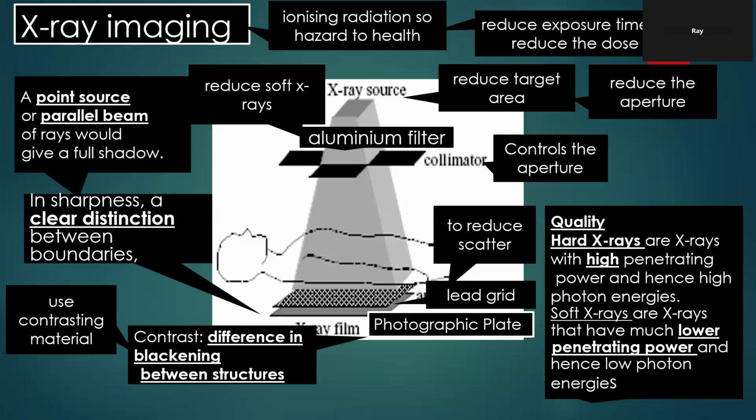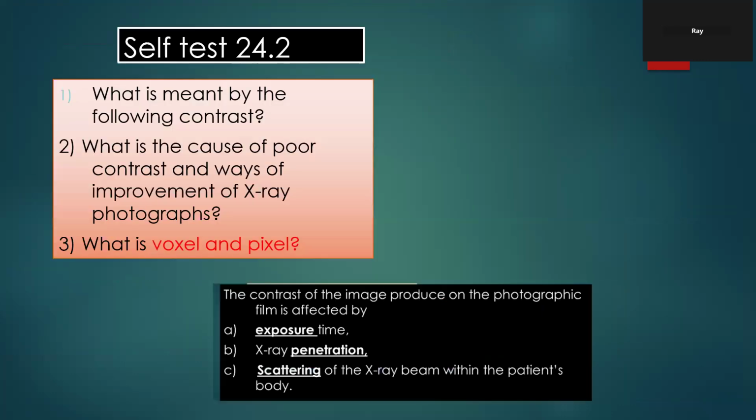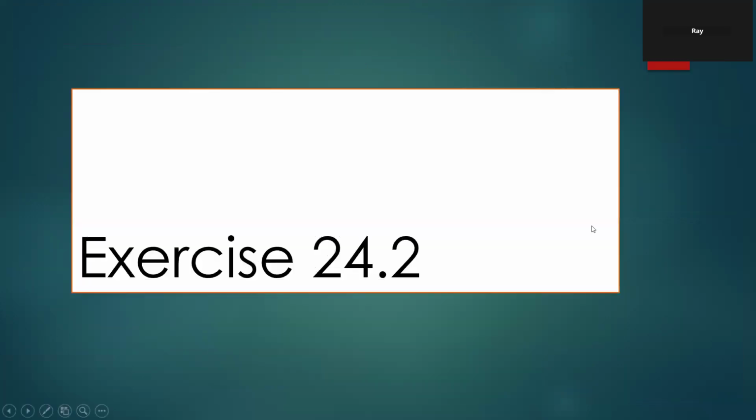Okay, if you don't mind repeating. Okay, so these are all that we have learned. Right? Page 303. You won't bother about all this. This one you can. Okay, Exercise 24.2. Try this one.